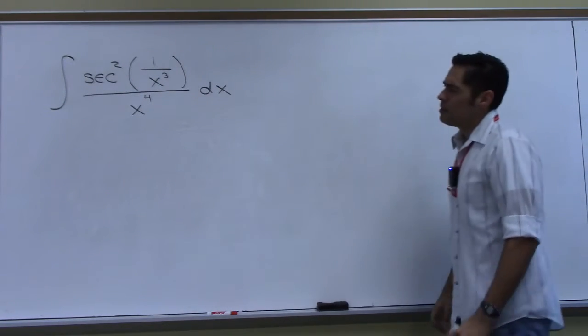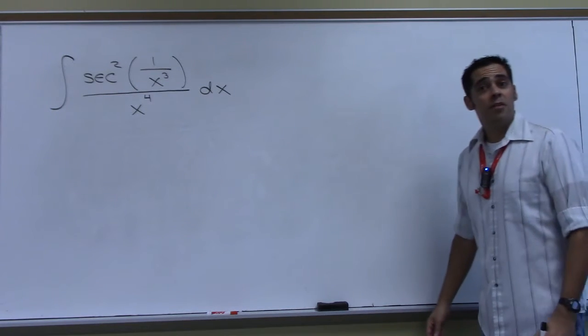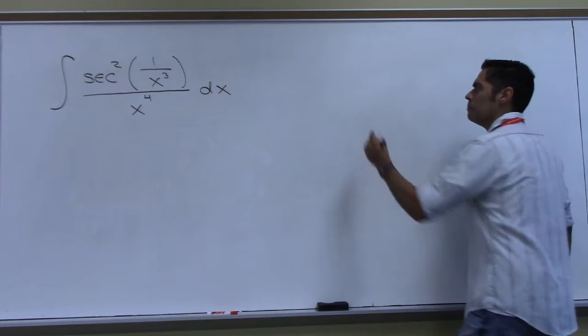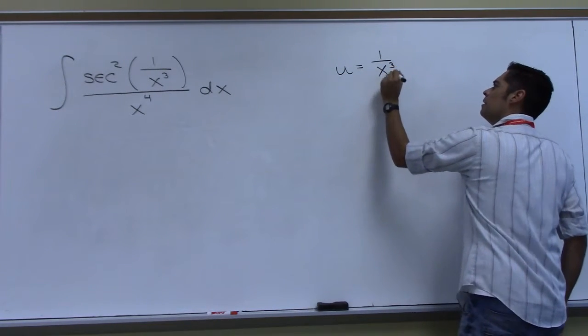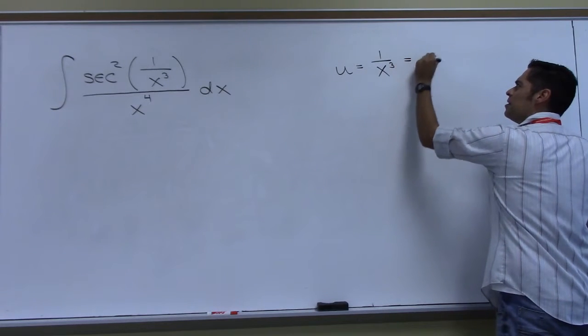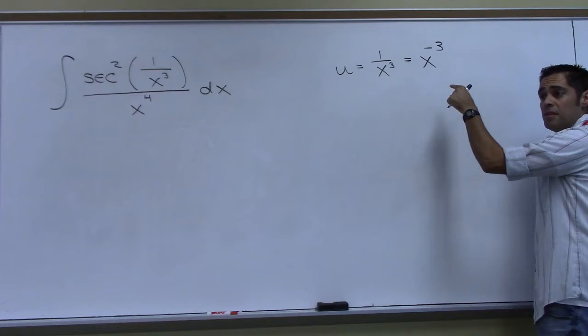So maybe something else. Yes? 1 over x to the third. That doesn't seem as natural, but that's the same as x to the negative 3, right? And the derivative of this is what?